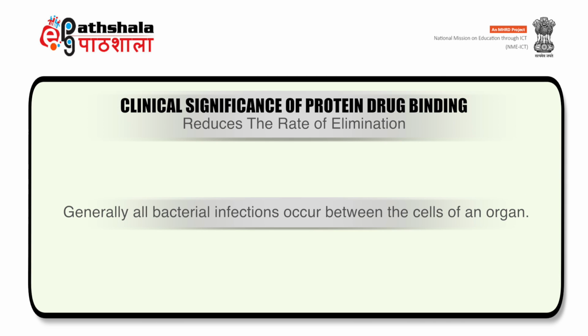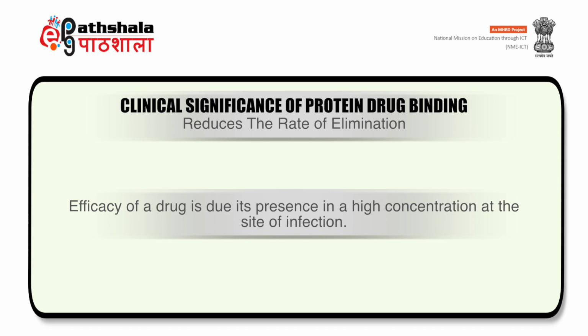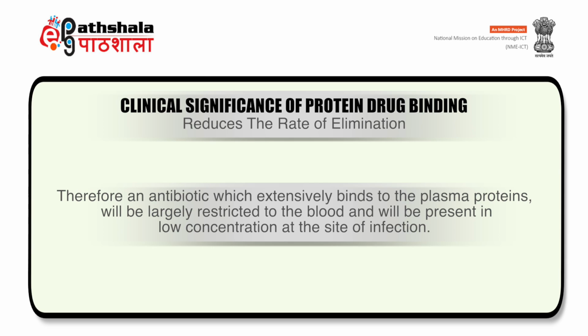Another significance of plasma protein binding is that, as we all know, bacterial infections occur between the cells of an organ. Efficacy of a drug is due to its presence in a higher concentration at the site of infection. Therefore, an antibiotic which extensively binds to the plasma protein will be largely restricted to the blood and will be present in low concentration at the site of infection.